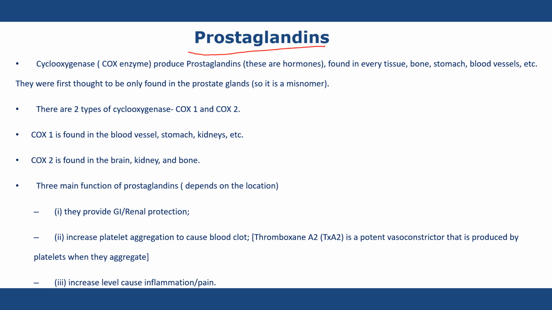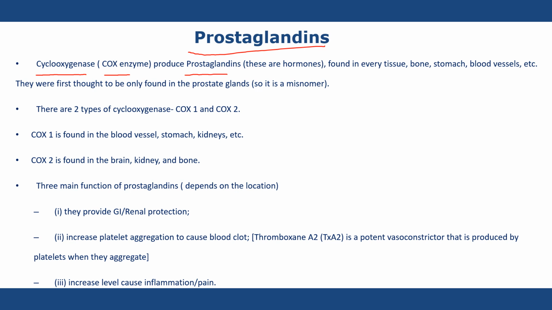So please understand that we have an enzyme called cyclooxygenase or COX enzyme, and these enzymes will produce a hormone, a substance called prostaglandins. These hormones are found pretty much in every tissue, bone, stomach, blood vessels, and so forth. They were first discovered in the prostate gland, and that's where the name came from, prostaglandins. But later we realized that these hormones are present pretty much throughout the body, but we never changed the name though, and that's okay. But it's such a misnomer.